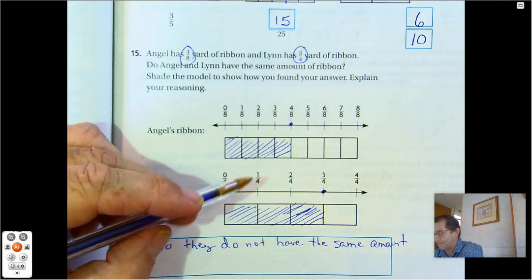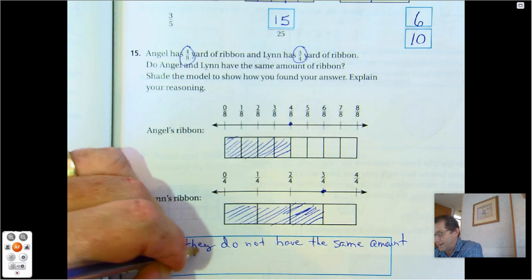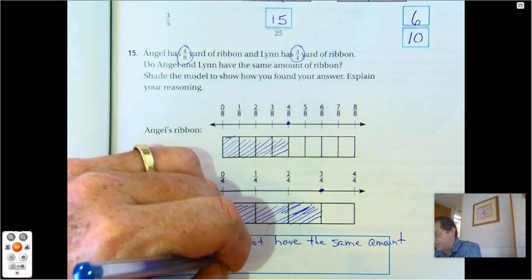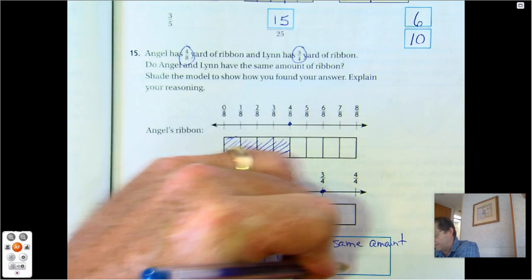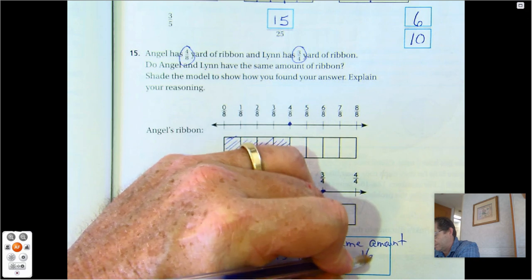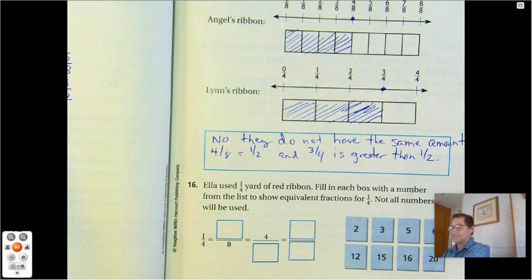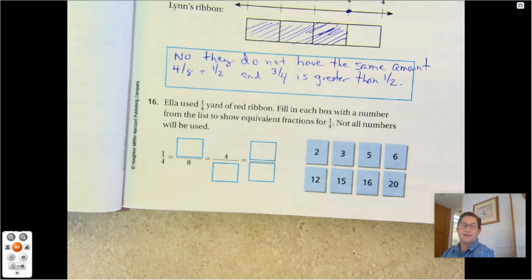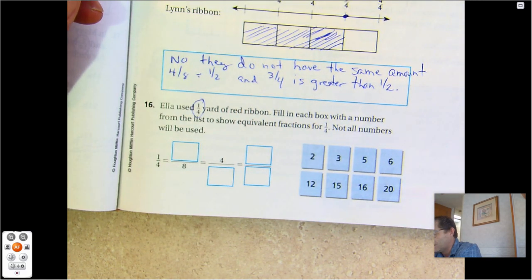Four eighths equals 1/2, and 3/4 is greater than 1/2. Number 16. Ella used 1/4 yard of red ribbon, filling each box with a number from the list to show equivalent fractions. Not all numbers will be used.